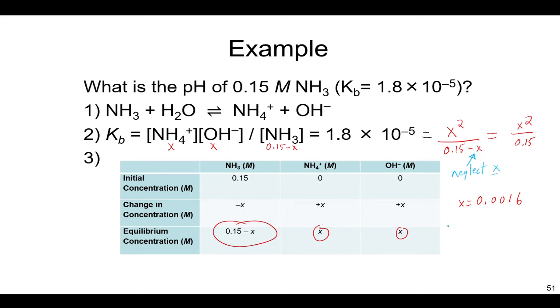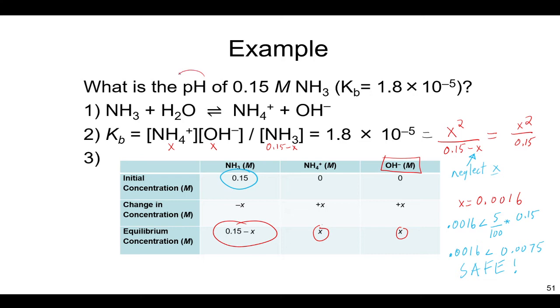Is this 0.0016 less than 5%, we'll say 5 over 100 times, 5% of my initial NH3? And we'll see here, 0.0016 is indeed less than 5 times 0.15 over 100, which is 0.0075, and 0.0016 is less than 0.0075, so that was safe to do. And now that we have x, we realize that this x value is indeed my OH minus concentration.